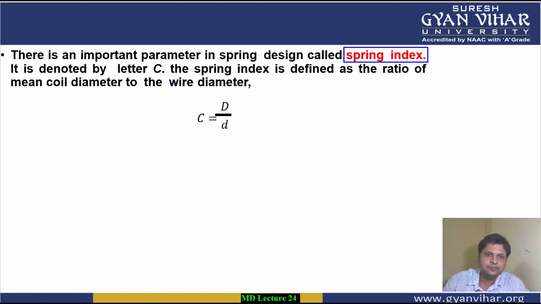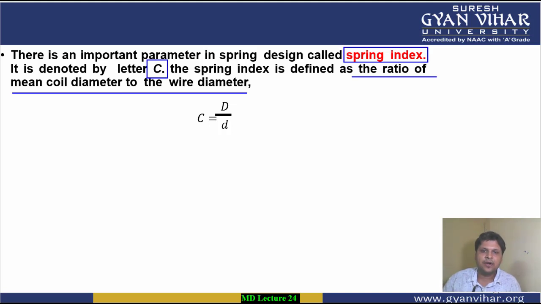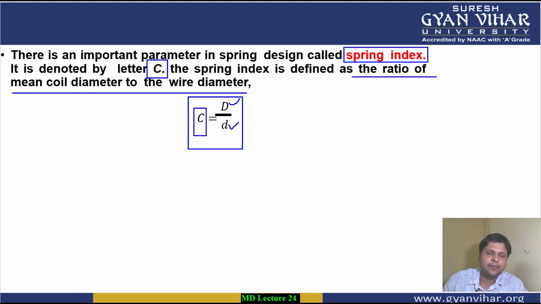It is denoted by the letter C, and it is the ratio of mean coil diameter to wire diameter. Capital D represents the mean coil diameter and small d denotes the wire diameter. So capital D divided by small d will give you capital C. Capital C is the spring index. It is an important parameter in the design of a spring.